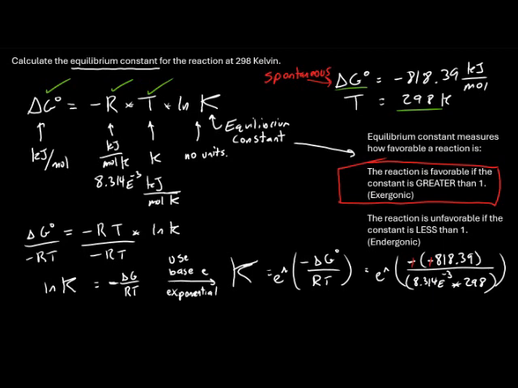We'll go to a calculator and enter this. The answer that we get is truly massive because we get 2.85 times 10 to the 143rd power. This tells us this reaction is extremely, extremely favorable.